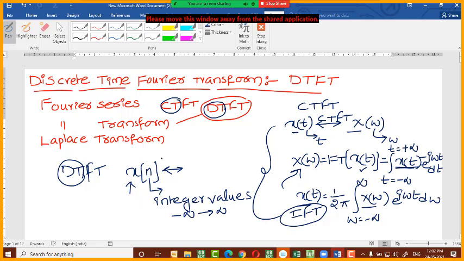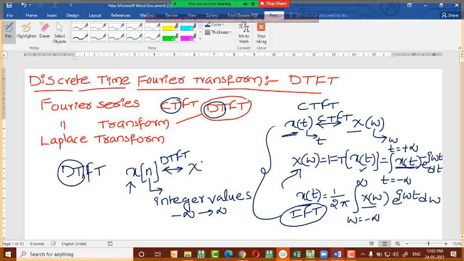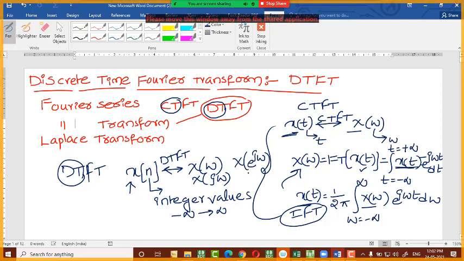Because it is a discrete signal, here we need to talk in terms of DTFT, because here x of t is a continuous time signal, that is CTFT. It is a discrete time signal, that's why DTFT. So you will get a frequency domain signal. It can be represented with x of omega, or with x of j omega, or with x of e power j omega. Anything is okay. For the time being, I'm using x of omega only. But every time I need to mention we are working under the DTFT.